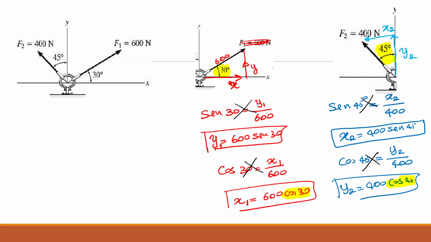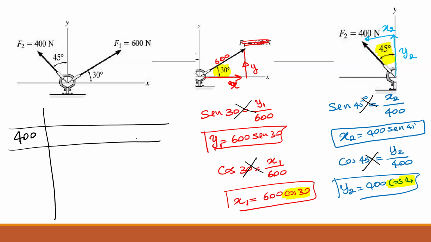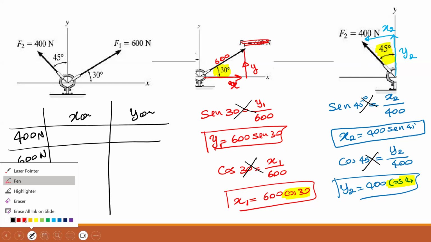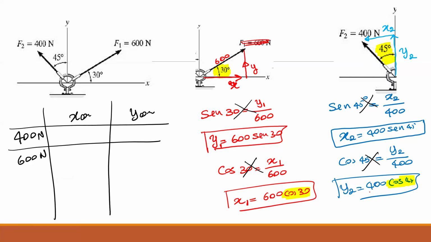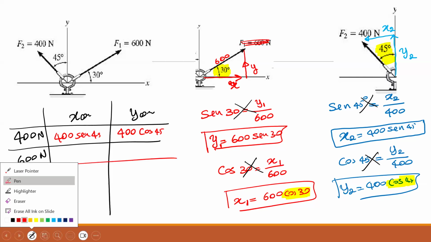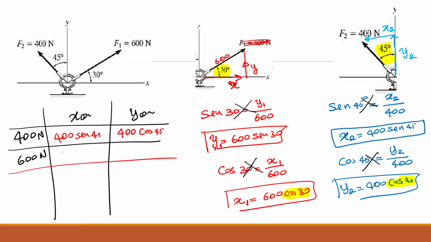Okay, so now let's see. When we have a question like that, we make a table at the beginning, because then you won't go wrong. We have two forces, 400 and 600. We need to find the x component and the y component of both. For the 400, the y component is 400 cos 45 and the x component is 400 sine 45. Similarly, for the 600, the x component is 600 cos 30 and the y component is 600 sine 30.